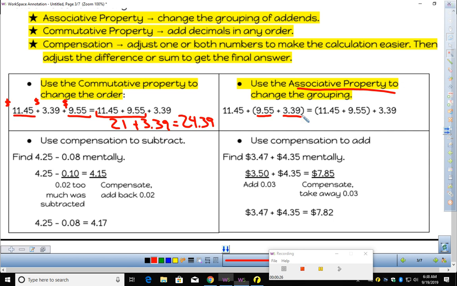But if I change the grouping, if I move my parentheses so this is what I solve first, again like the previous problem, 55 hundredths and 45 hundredths adds to get 1, plus my 11, plus my 9, plus my 3 and 39 hundredths. 1 plus 9 is 10, plus 11 is 21, plus 3 is 24. I might have to write this sideways, plus your 39 hundredths. So you can use the commutative property and associative property to help you change the order if necessary.